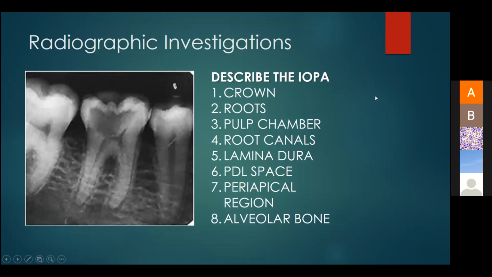Now come the aids we can use for diagnosis. Here is the radiographic investigation. Whenever a radiograph is taken, you have to describe the IOPA in this particular format. You have to tell about the crown, how it is. Here you can see an ill-defined radiolucency, involving the pulp chamber. The radiolucency is going towards the root canals. Then you have to explain how many roots are there, what is the condition of the pulp chamber, and the condition of the root canals. You can see them obliterated here, and they can be calcified also. Then comes the lamina dura, periodontal ligament space, periapical lesion, and alveolar bone.